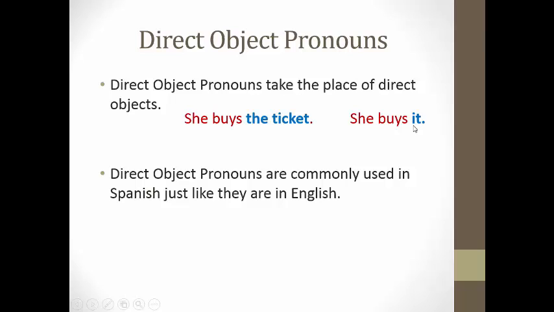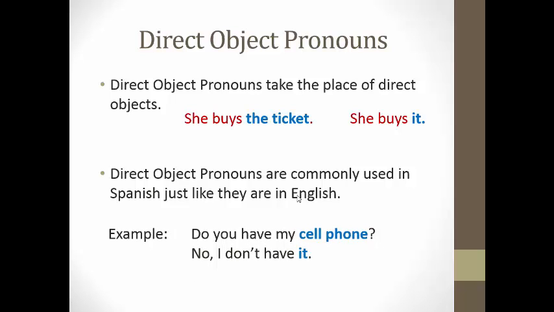Okay, so direct object pronouns are pretty common in Spanish, just like they are in English, and that's because they make it easier for us. We don't have to be redundant and repeat the direct object over and over when both the speaker and the person they're talking to know what they're talking about. You can easily see that in this example. So, do you have my cell phone? No, I don't have it.